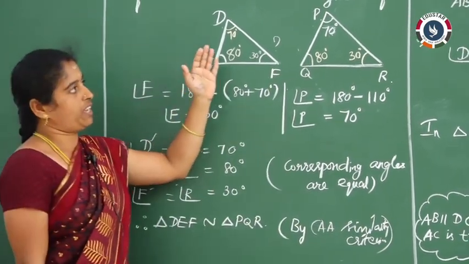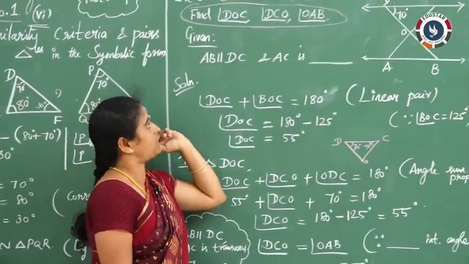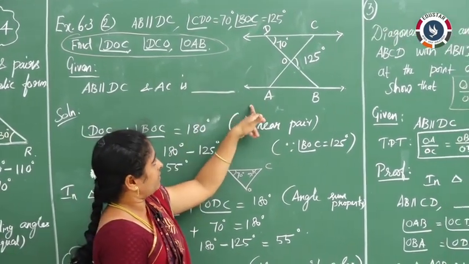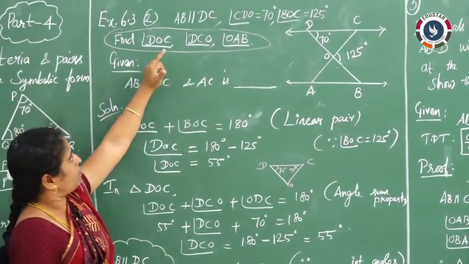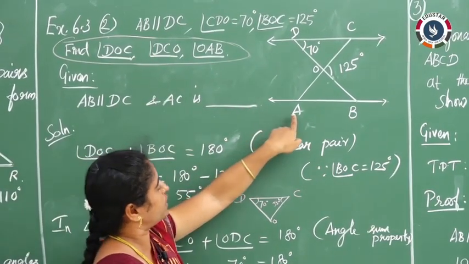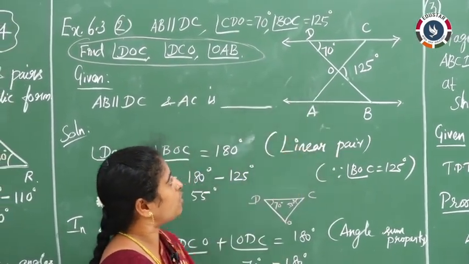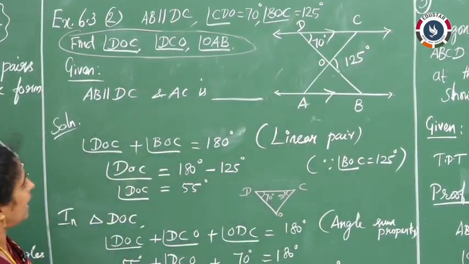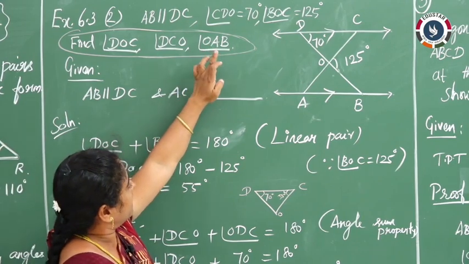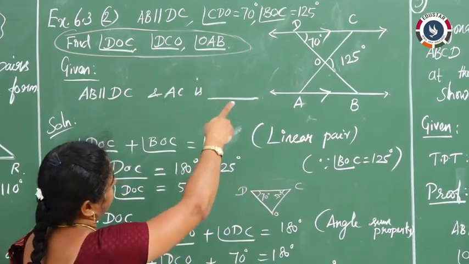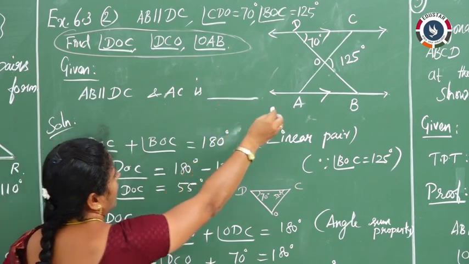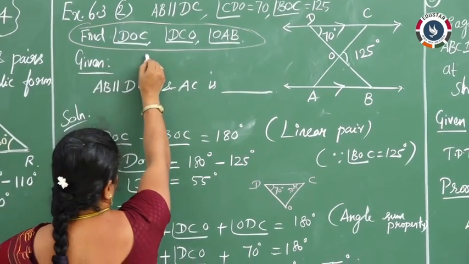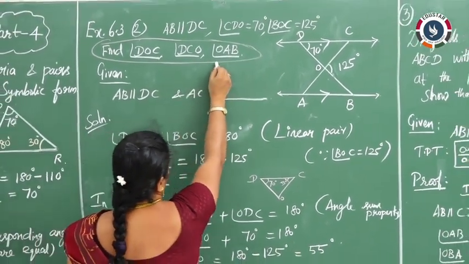Now we are going to discuss question number 2 from exercise 6.3. So look at the diagram. They have given question number 2. AB is parallel to DC. Angle CDO is given as 70 degrees. Angle BOC is equal to 125 degrees. And what are the things we are going to find out? Angle DOC, angle DCO, angle OAB.